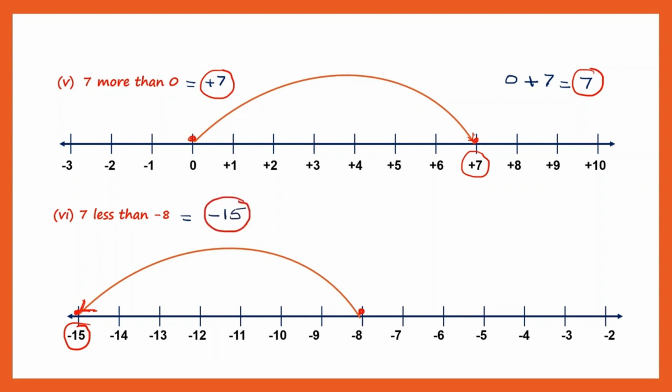So let's write this out as a sum also. 7 less than minus 8. So minus 8 less means minus 7. Signs are the same. So put the same sign and add 8 plus 7 is 15. Minus 15. So we've got minus 15 here also.